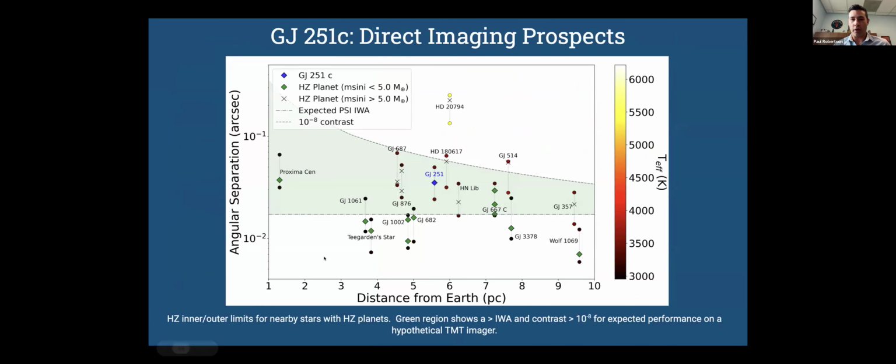This plot is showing where that planet falls in angular separation space, and this is showing for a hypothetical TMT imager. The lower band here is showing what the inner working angle might be. The upper curve is showing a somewhat arbitrary cutoff at 10 to the minus 8 contrast. And we can see that the entire habitable zone of this system is within those bands, and I think it's potentially a really exciting target for direct imaging.